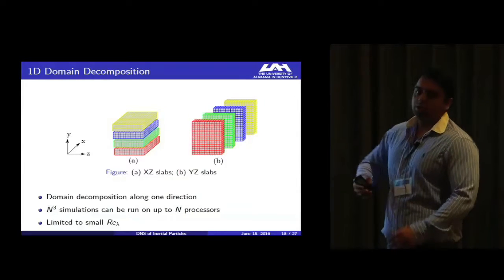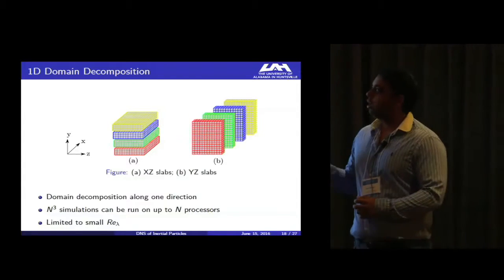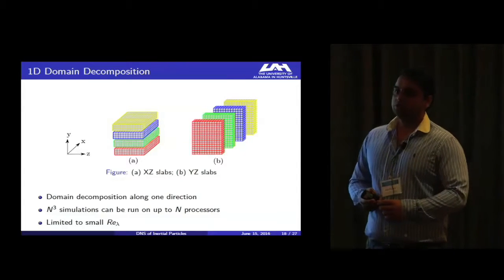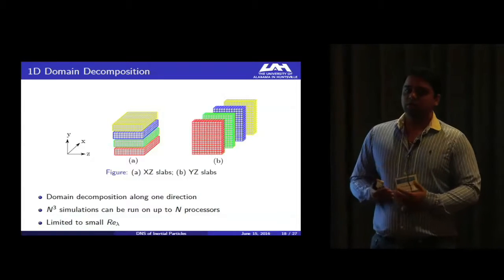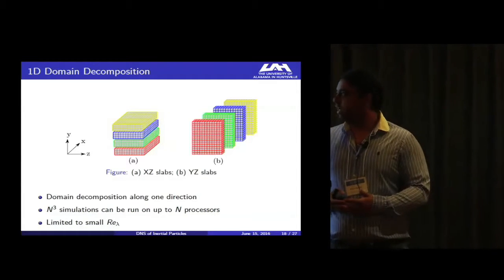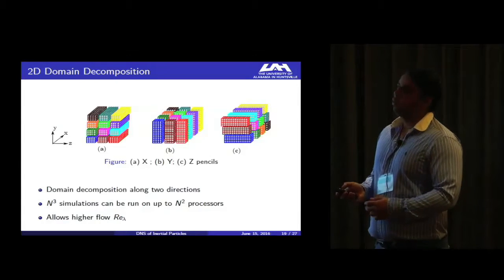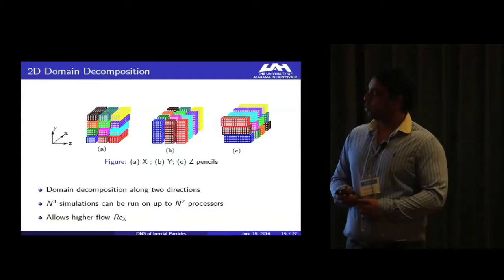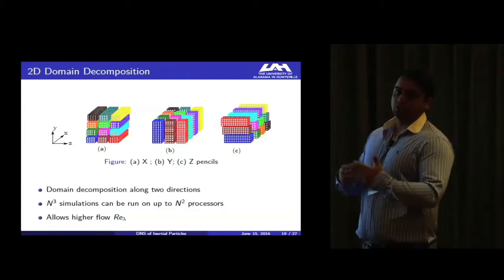In the second figure we are showing the decomposition along the x axis. But the limitation of this kind of parallel decomposition was that we could only run simulations of N cube grid points up to N processors, which limits us from performing high Reynolds number DNS simulations. Therefore, we implemented a 2D domain decomposition in our DNS code, which is basically decomposing along 2 directions.